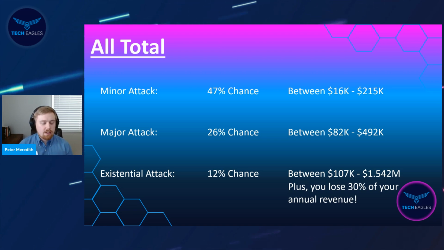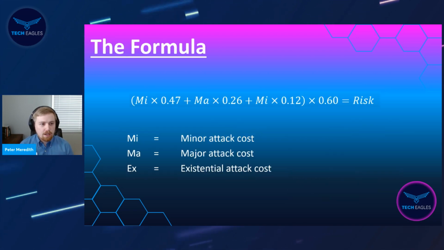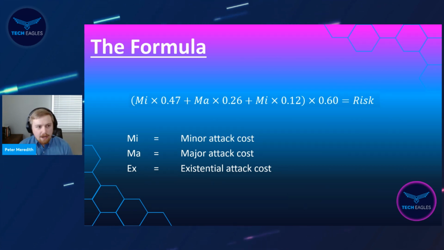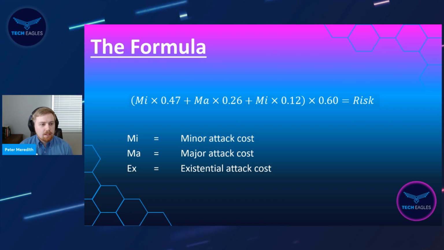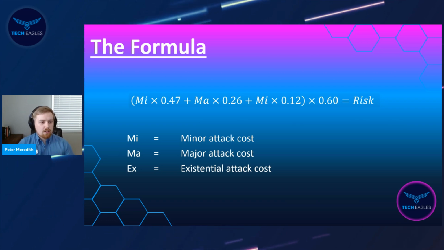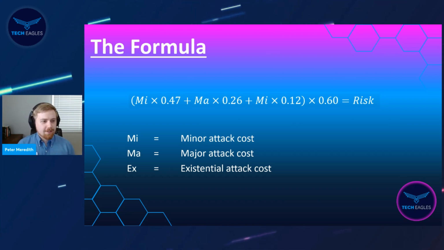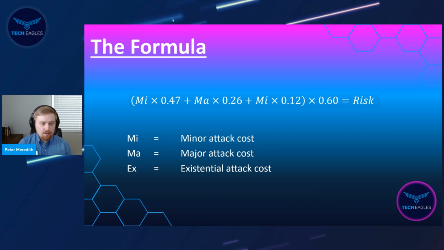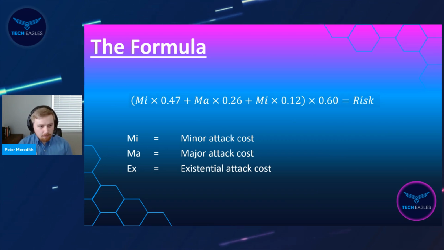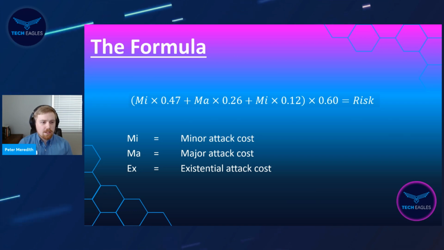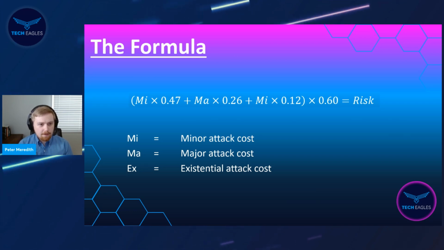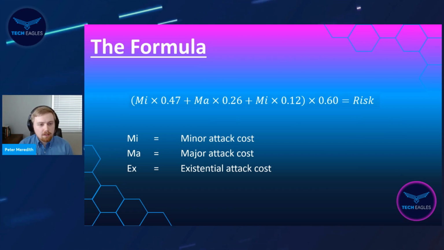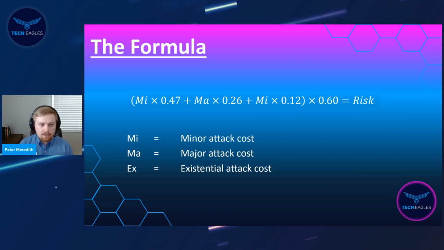So with all of this in mind, we can put it together to get our formula. This is the mathy part of the presentation, and hopefully it won't be too long. You take the minor attack cost and multiply it by the percentage of the major attack and the existential attack. And then you multiply that whole value by the likelihood that you are going to be attacked in general.